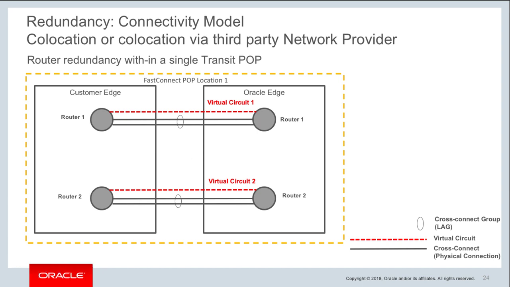In the first section of this level 200 course, you remember that when you create a virtual circuit, you choose a specific cross-connect group where you are creating that virtual circuit. So you can choose that virtual circuit one is on the first cross-connect group, which is on the first router, and virtual circuit two is on the second cross-connect group, which is on router two. This gives you router redundancy within a single transit POP. If one of the physical routers goes down in this location, you will still have connectivity with OCI on the second virtual circuit.